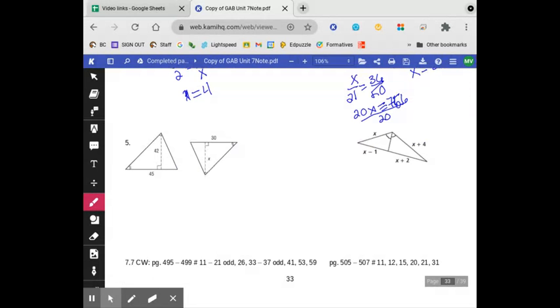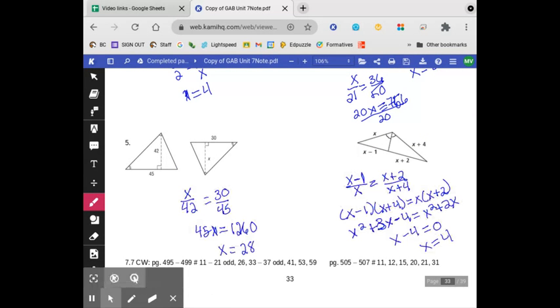So pause and try the last 2. So our last 2, proportion, x is to 42, as 30 is to 45. Cross multiply, x equals 28. Here, x minus 1 is to x, as x plus 2 is to x plus 4. Cross multiply. When we solve it for 0, our x squared is actually omitted, so we just get x minus 4 equals 0, therefore x equals 4. If you have any questions on any of these, please bring them to class.